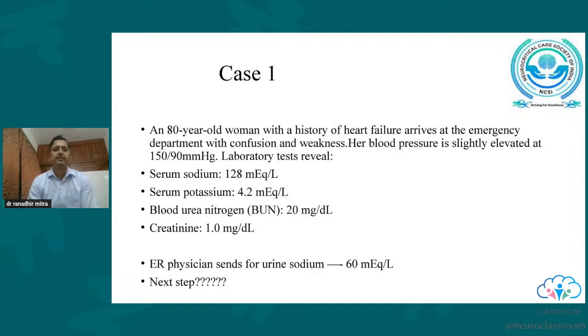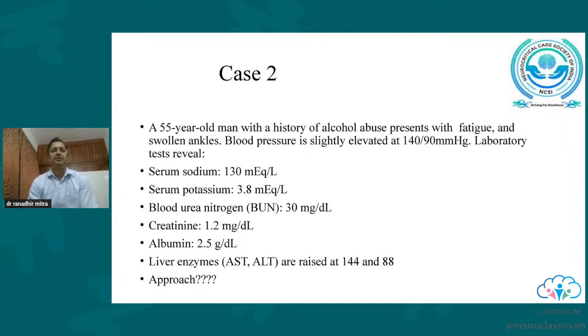This is case 2, where a 55-year-old male presented to the ER with a history of alcohol abuse and presently having swollen ankles and fatigability. Blood pressure was elevated and the lab tests show sodium of 130, potassium 3.8, blood urea nitrogen 30, creatinine slightly on the higher side at 1.2, albumin on the lower side. Liver enzymes are raised. So how do you approach this case of hyponatremia?